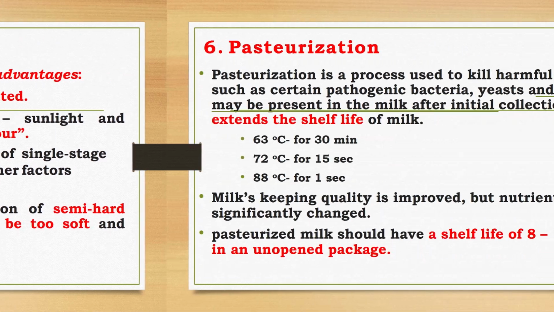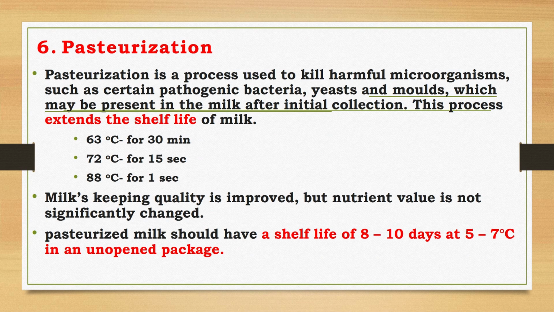Now, the star of the show, pasteurization. Pasteurization is a process used to kill harmful microorganisms, such as certain pathogenic bacteria, yeasts, and molds, which may be present in the milk after initial collection. This process is what significantly extends the shelf life of milk. Common time-temperature combinations are 63 degrees Celsius for 30 minutes, 72 degrees Celsius for 15 seconds, which is the most common method, known as high-temperature short time, or HTST, or 88 degrees Celsius for just 1 second. Milk's keeping quality is greatly improved, but its nutrient value is not significantly changed.